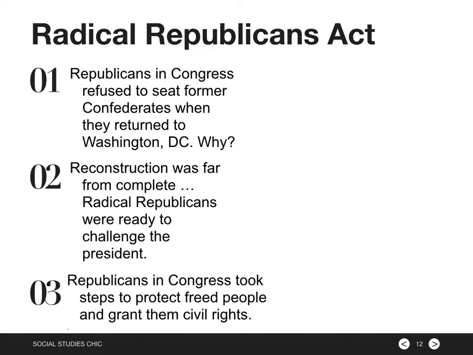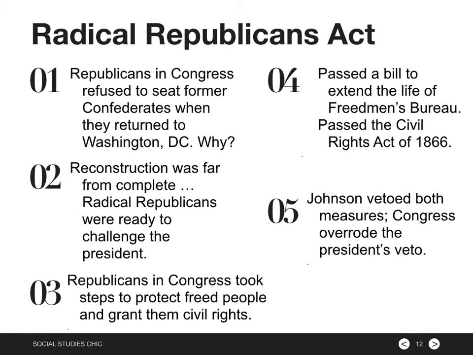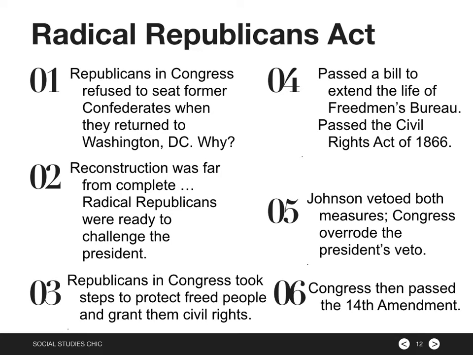Republicans in Congress took steps to protect freed people and grant them civil rights. They passed a bill to extend the life of the Freedmen's Bureau. They passed the Civil Rights Act of 1866. We'll look that up at a later time. Johnson vetoed both measures, but Congress overrode the president's veto. Again, that's an example of checks and balances. And Congress then passed the 14th Amendment.